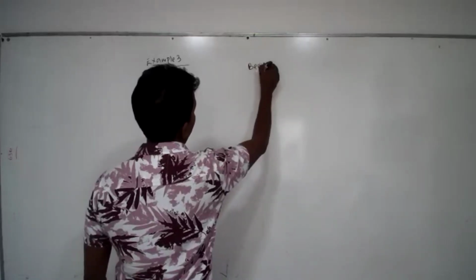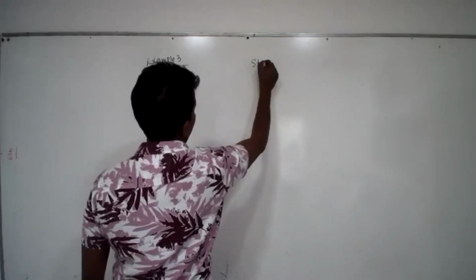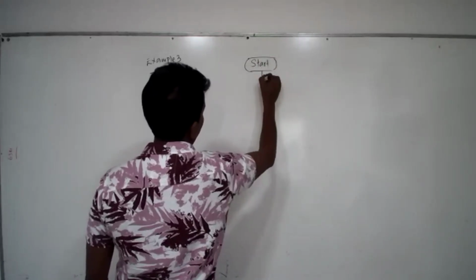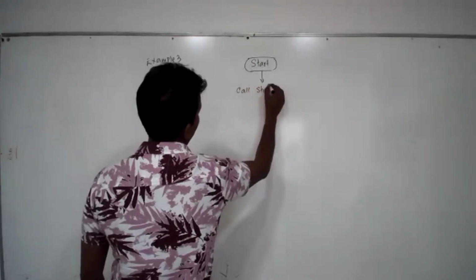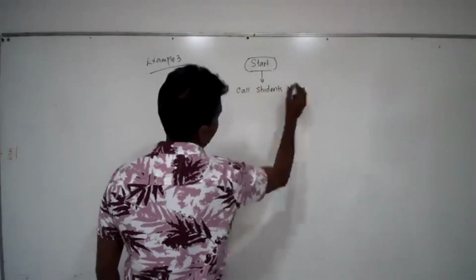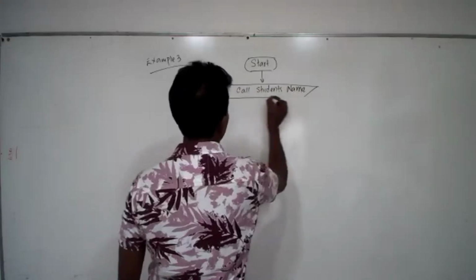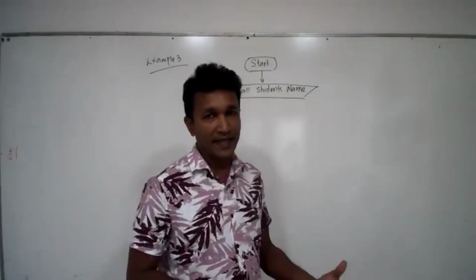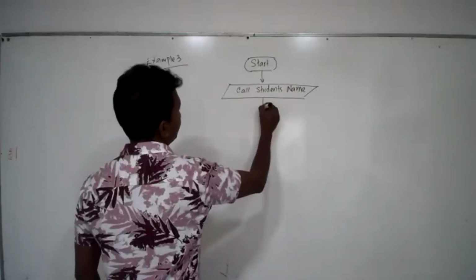Begin or start. Right? All students' names, right? That is our input. We get the student name. That is the input, right? Then what should we do?